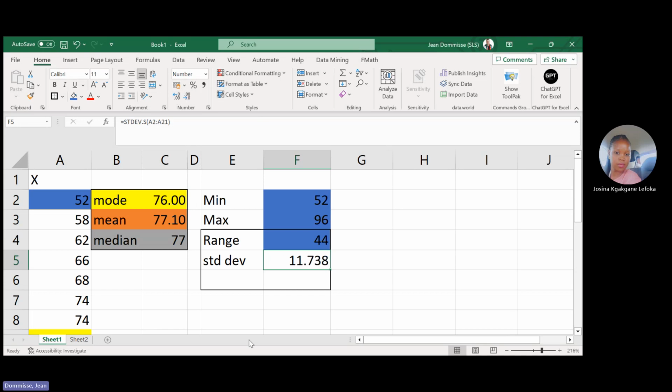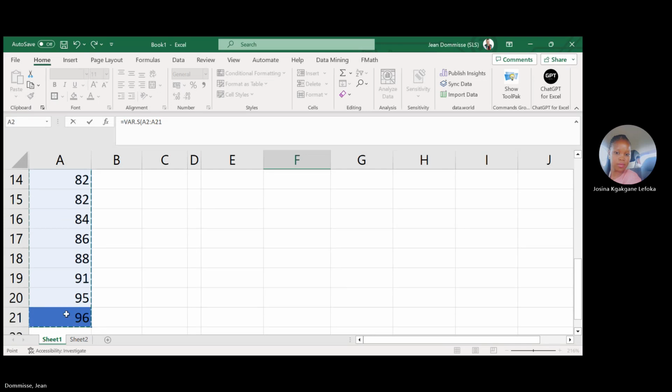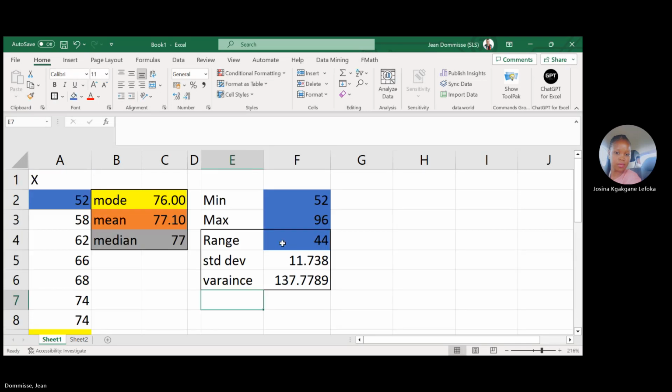So let's make it a bit bigger, and then for your variance, there's also a formula. Again, variance population or variance sample. So we go for variance sample. And there we have it.